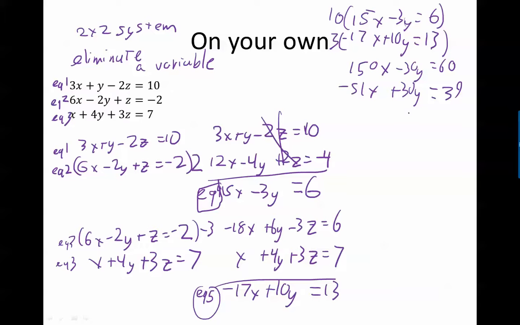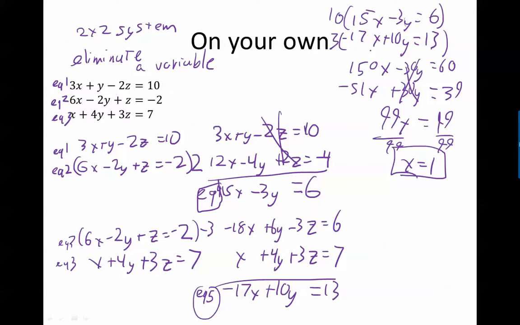But watch what happens. When I add these together, I get 99x. Those eliminate, and this becomes 99, right? So all I got to do is divide by 99 in both cases, and I get x equals 1. It's a really simple answer for how nasty that equation looked. And so we're partway there. We're a third of the way there.